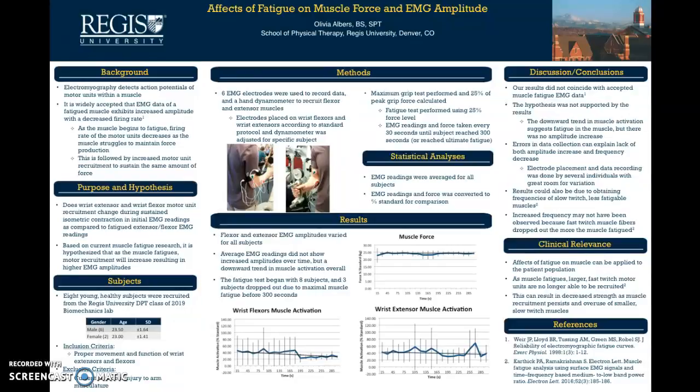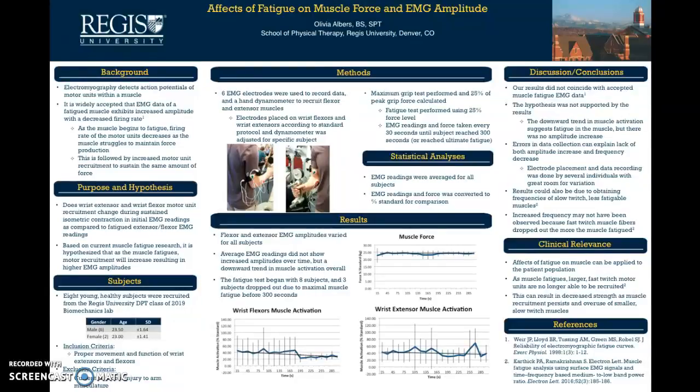EMG readings were taken every 30 seconds for up to 300 seconds and converted to a percent standard of each subject's maximal voluntary contraction. The averages of this data can be seen in the graphs, where trend lines for muscle activation have a negative slope, but there is not an increase in amplitude. This does not support the hypothesis or currently accepted muscle fatigue EMG data.